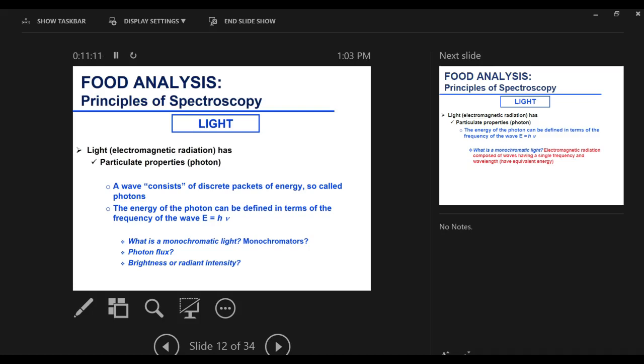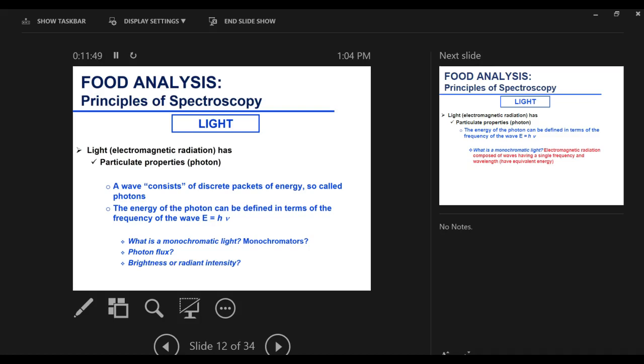So the energy of the photon is related directly to the frequency. So how many oscillations we have in a unit of space or unit distance in space. This is a constant, the Planck's constant, but what you want to know here is the energy is directly related to the frequency. So higher frequency, higher energy. Higher frequency means shorter lambda. Shorter wavelength, higher frequency, higher energy. So that's what you want to remember.